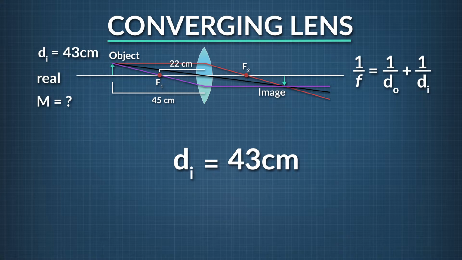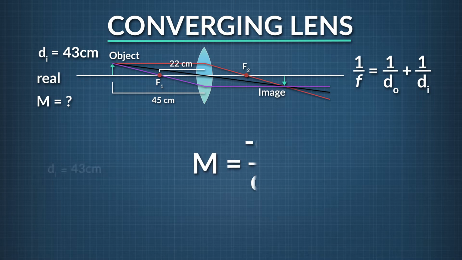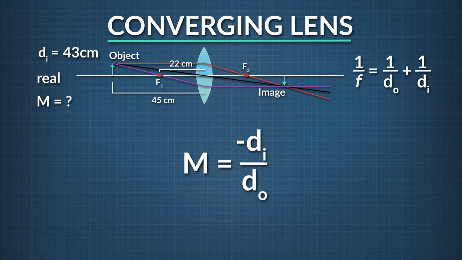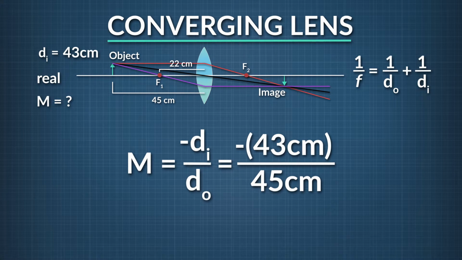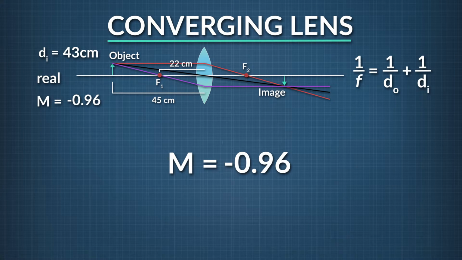Since we don't know the object or image height, we're going to need to rely on object and image distance. Our magnification equation is a ratio of the negative of image distance to the object distance. That means the image magnification in our case is negative 43 centimeters divided by 45 centimeters, which is negative 0.96.